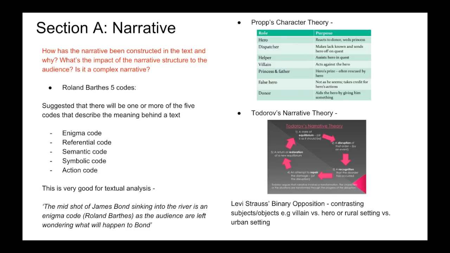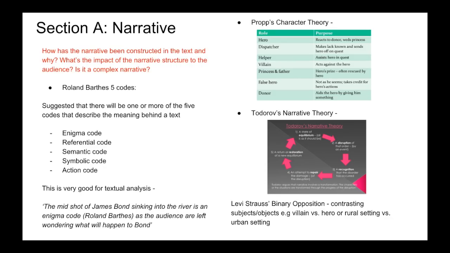Action code: these are the literal actions going on in the text, and they do create suspense, but that depends on what they're doing. If they're waving a hand, I don't really think that creates suspense. It's just the literal action going on. Semantic code: this code refers to parts within the text that suggest or refer to additional meanings. It has an extra layer of meaning in addition to its literal meaning.